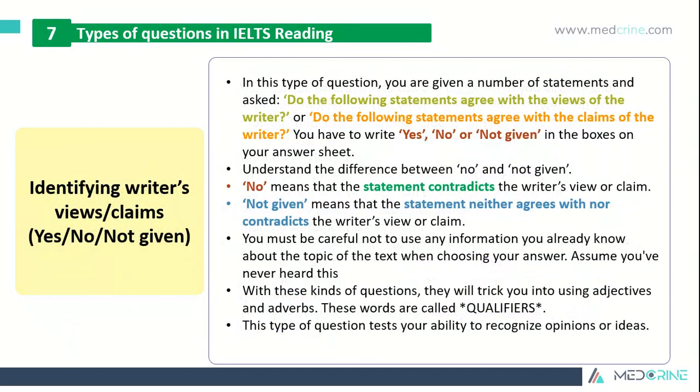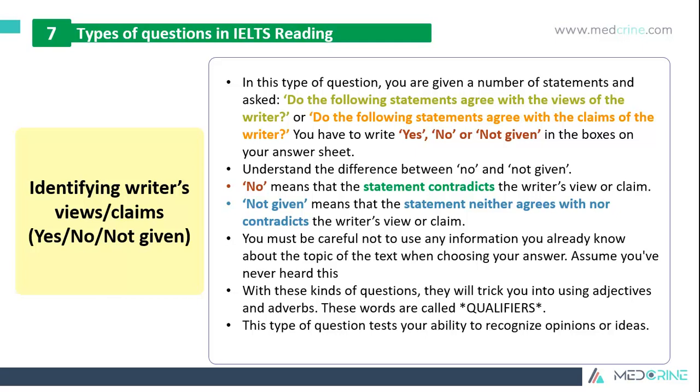The next type of questions in IELTS reading is identifying writers' views or claims. In this type of question, you're given a number of statements and you're asked, do the following statements agree with the views of the writer, or do the following statements agree with the claims of the writer? You have to write either yes, no, or not given in the boxes in your answer sheet.